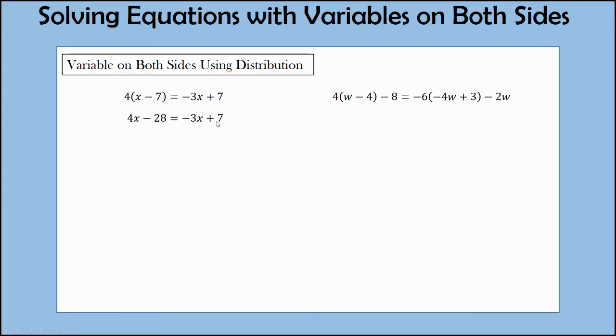The right side is negative 3x plus 7. Those are not like terms. I can't put them together. So I'm ready to start solving.